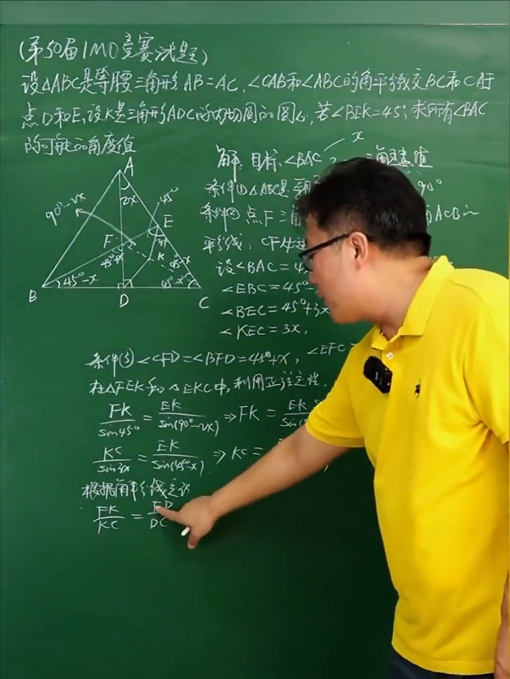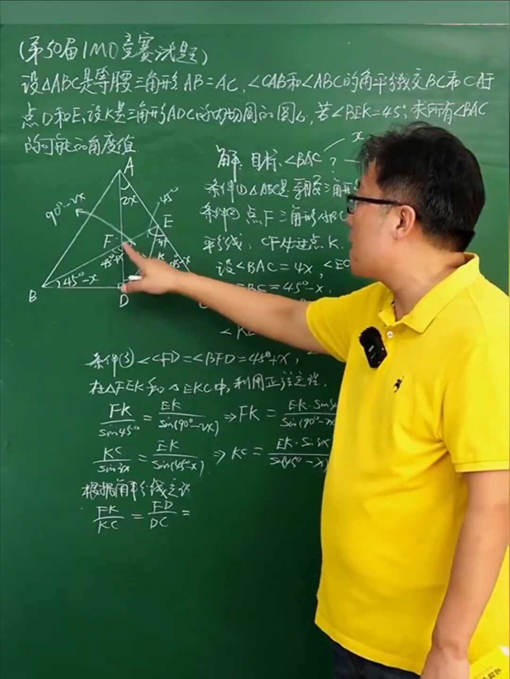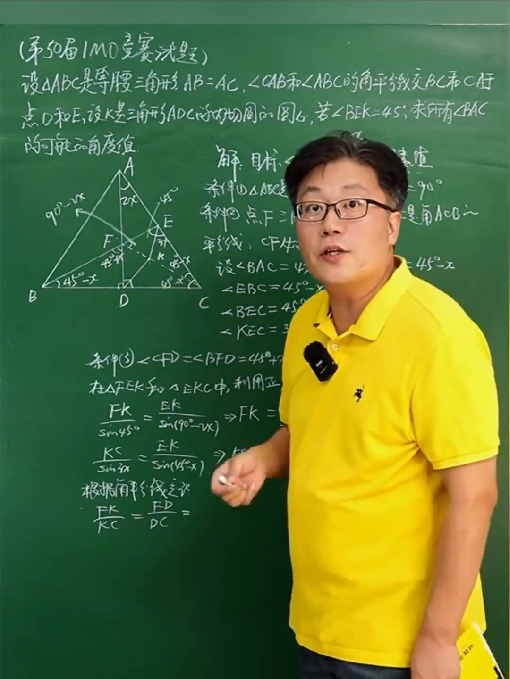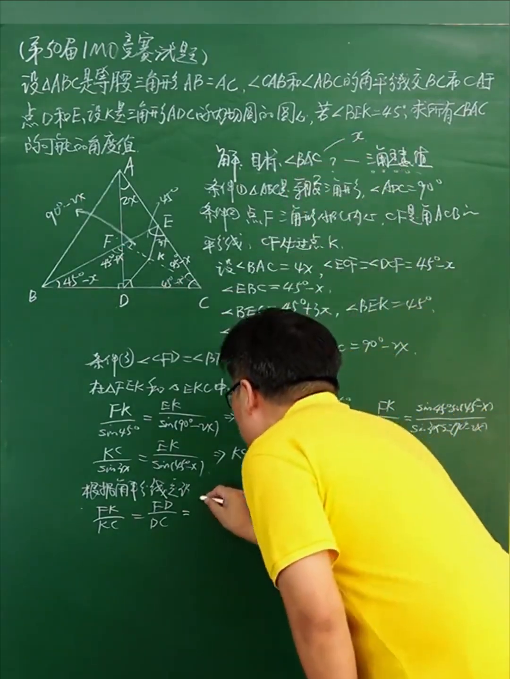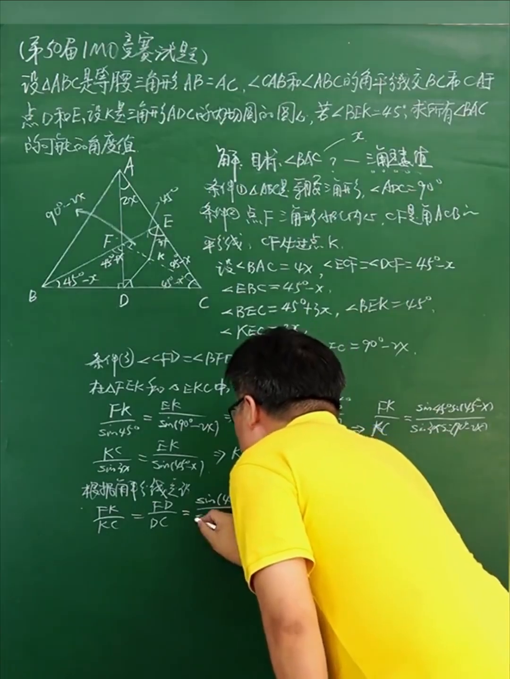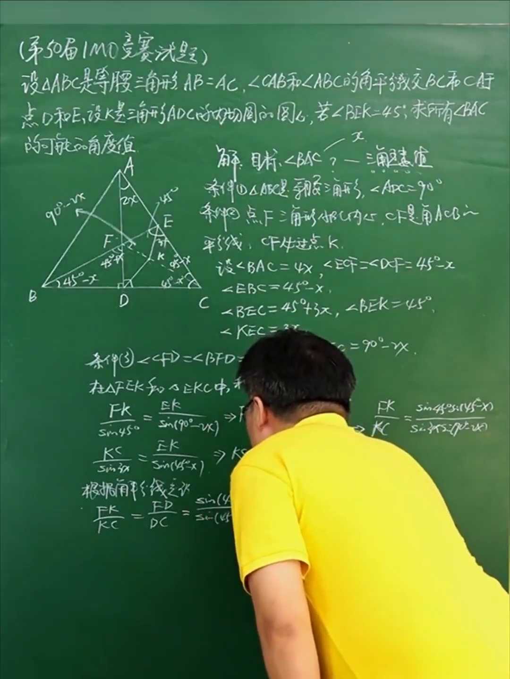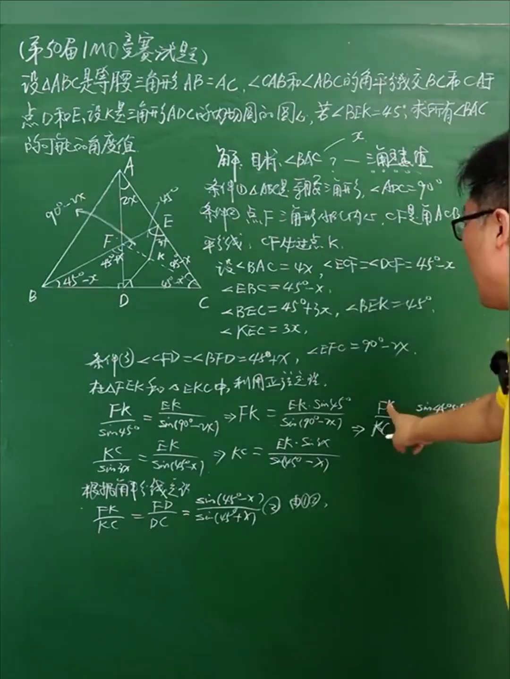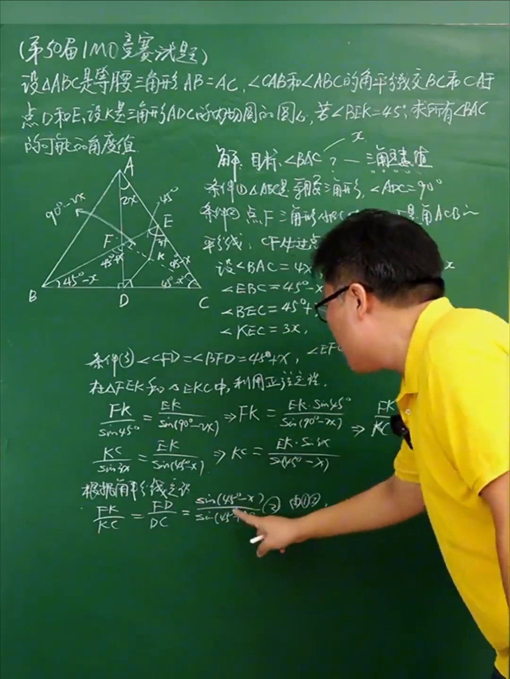Fk over Kc equals Fd over dc. And the ratio of Fd to dc can be expressed using the law of sines in triangle FDC, using the sine values of the angles. So it also equals sin 45 degrees x over sin 45 degrees plus x. Now let's label these two equations as equation 1 and equation 2. Actually, Fk over Kc means these two equations are equal.